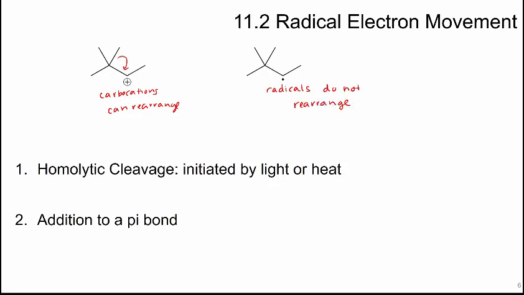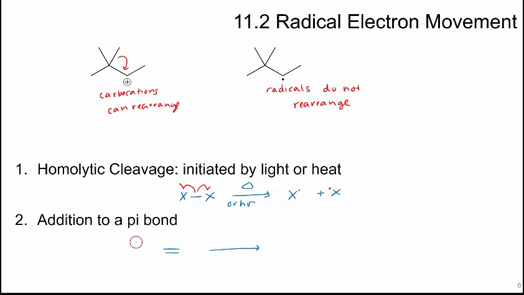So there's different types of cleavage that can occur once radicals are formed. First, you get homolytic cleavage, where we have a compound that is reacted with heat or light. One electron goes here, one goes here, and we form a radical on each of those. We can also get addition to a pi bond.